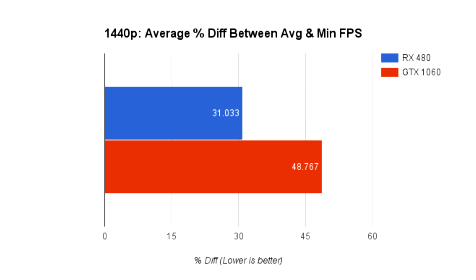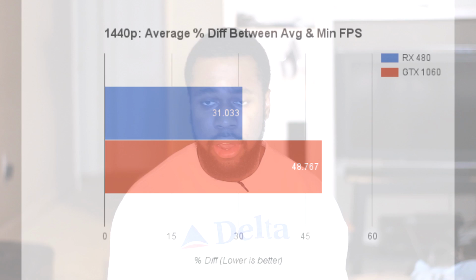But if we flip the switch to 1440p, the scene changes a bit. On average, the RX 480 has a 31.033% disparity between its averages and minimums, a 17% improvement over the 1060. This can be due to a number of things, but my first guess is the 2GB difference in VRAM between the two cards. Unfortunately though, this is still not the best way to properly evaluate PC components, specifically video cards.